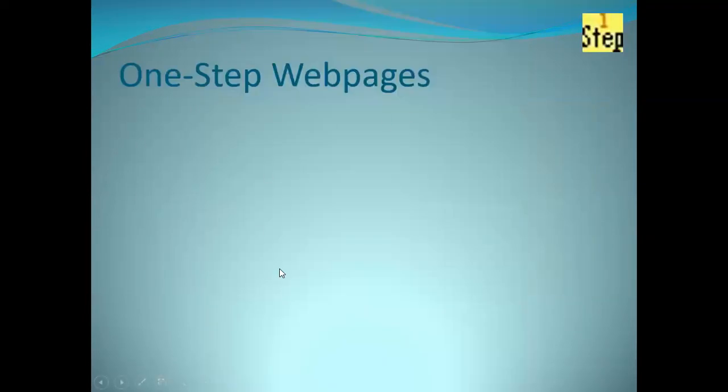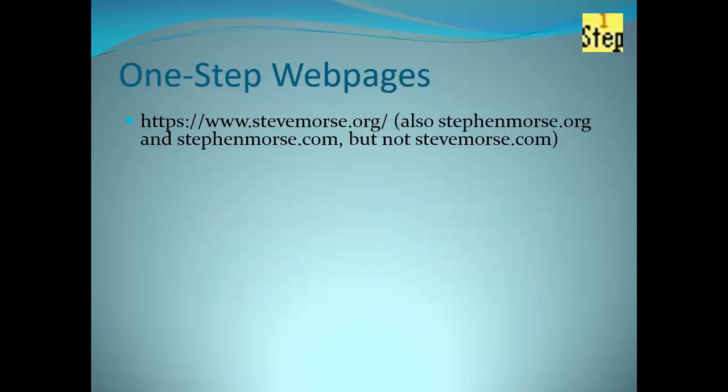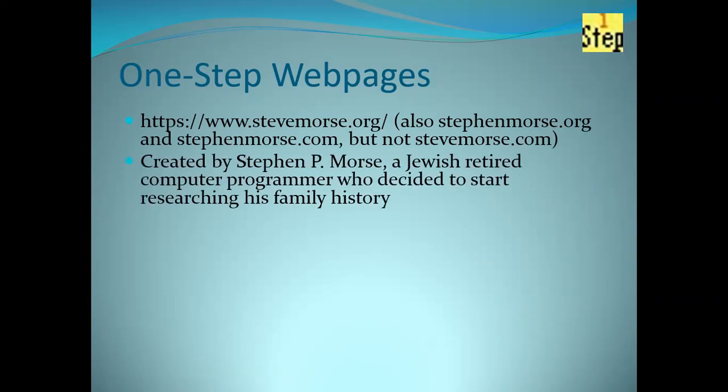Okay, One-Step web pages. SteveMorse.org. You can also use StephenMorse.org and StephenMorse.com, but not SteveMorse.com because that is the imposter. When Steve started this, he tried to buy SteveMorse.com. It is owned by a rock guitarist who coincidentally is also named Steve Morse. Doesn't want to sell it. So that one will take you to rock music. The other will take you to things about genealogy.